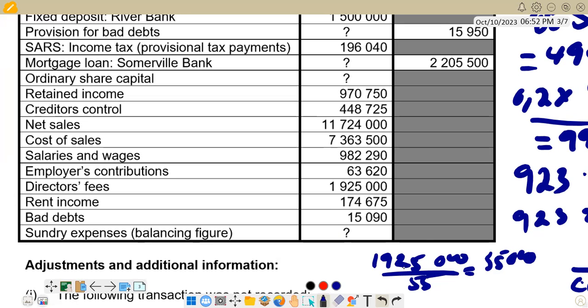But remember, they are saying there are 2 months that are still owing. So if every month is supposed to be 35,000, but 2 months are owing, we multiply by 2 for those 2 months that are owing, to get 70,000. So remember, when it's an expense that is owing, we add that amount. So we are going to add this 70,000 to 1,925,000 in the answer book for director's fees.